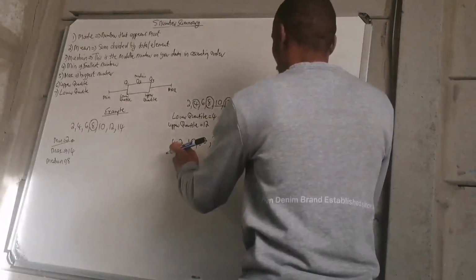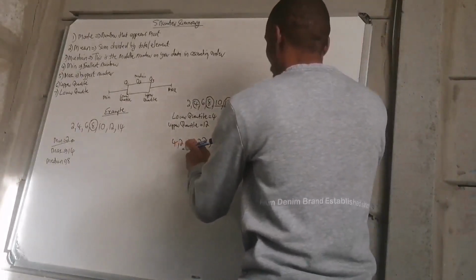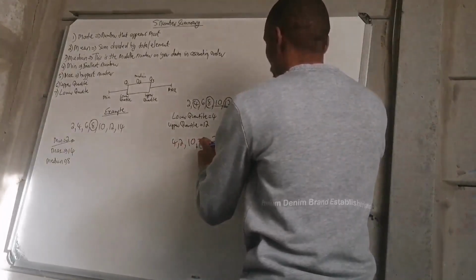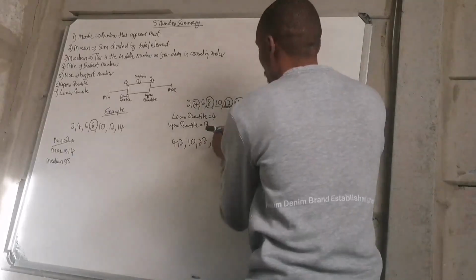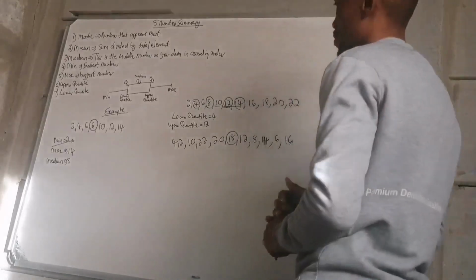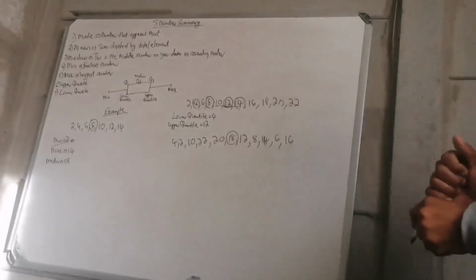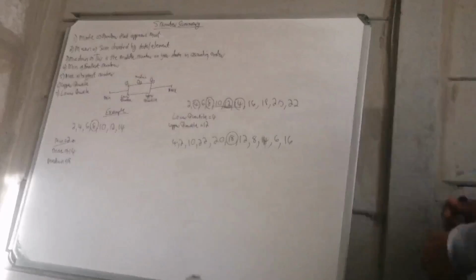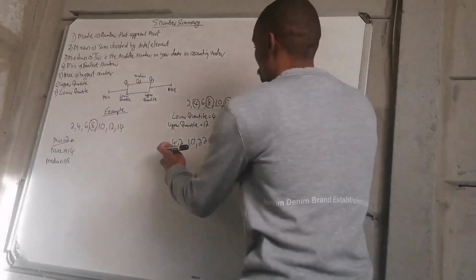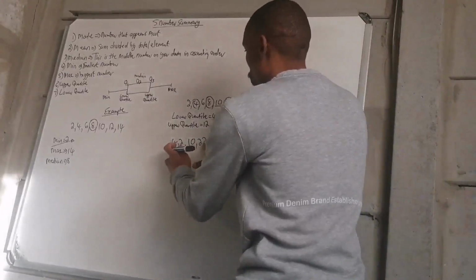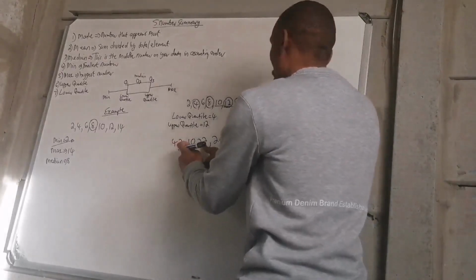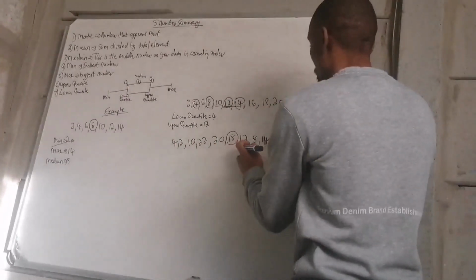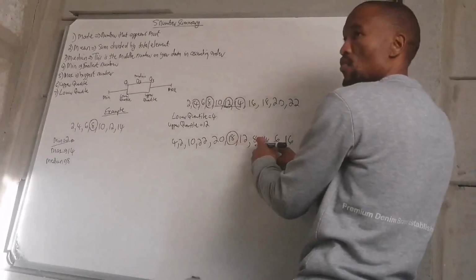That gives you the median. How about the lower quartile? The lower quartile is 10. How about the upper quartile? The upper quartile is 14.